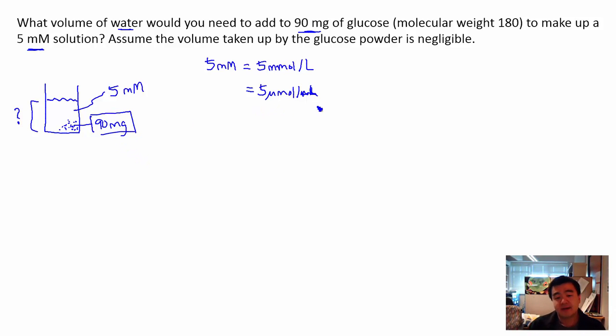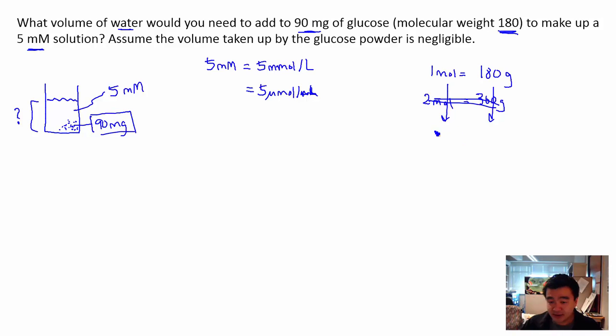Okay, so we have to use a molecular weight, 180. This means that 1 mole of glucose is 180 grams. Or the other way to think about it is, if I'm holding 180 grams of glucose in my hand, I'm holding 1 mole of glucose in my hand. Okay, if I'm holding 360 grams of glucose in my hand, I'm holding 2 moles of glucose in my hand.